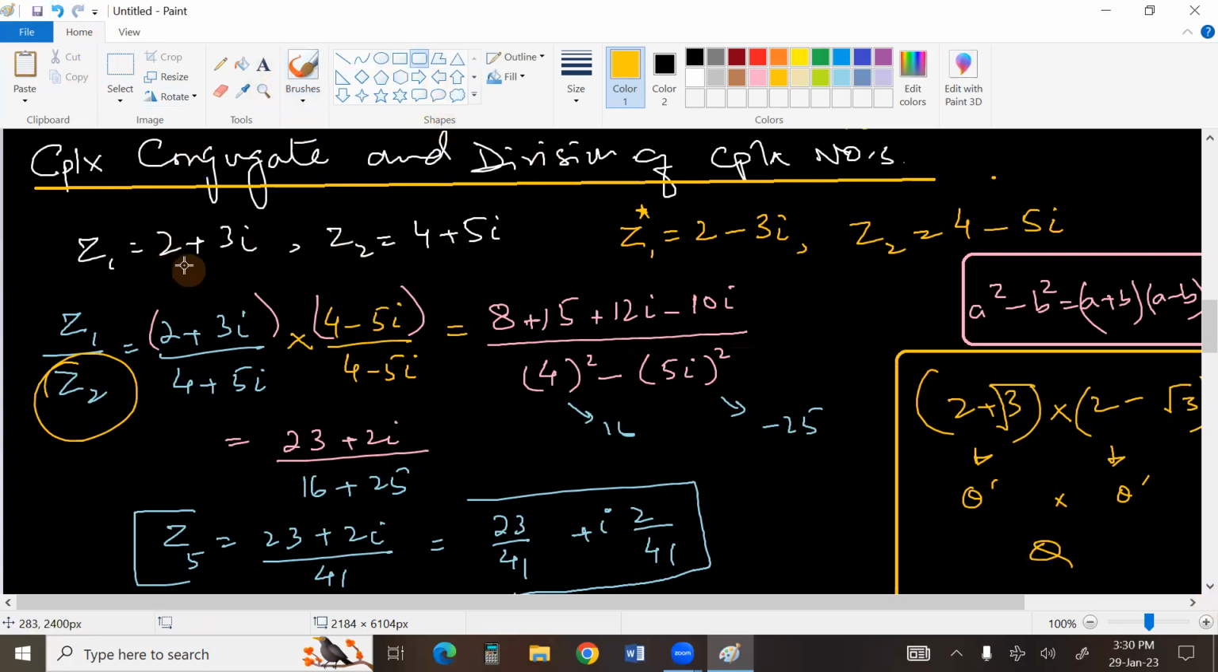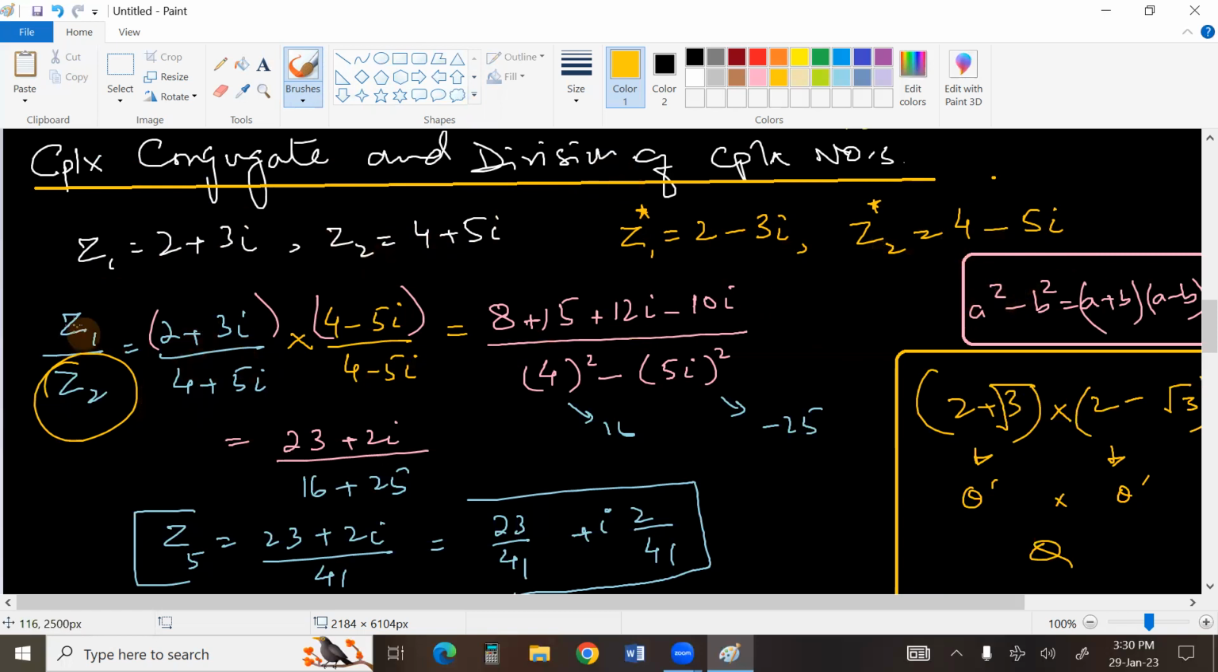we are introducing a conjugate of the complex number. If we have Z1 as 2 plus 3 iota, then its conjugate will be 2 minus 3 iota. It is represented with a star on top. So Z2, which is 4 plus 5 iota, will have a complex conjugate of 4 minus 5 iota. Had it been 4 minus 5 iota, then its conjugate would have been 4 plus 5 iota. Just change the sign of the imaginary part, that's it.